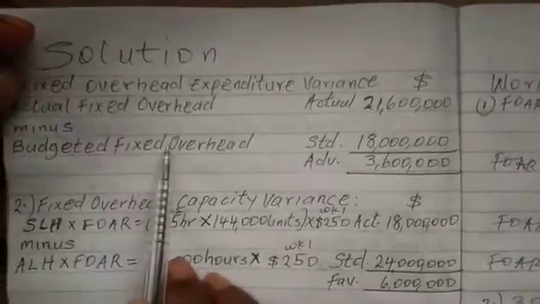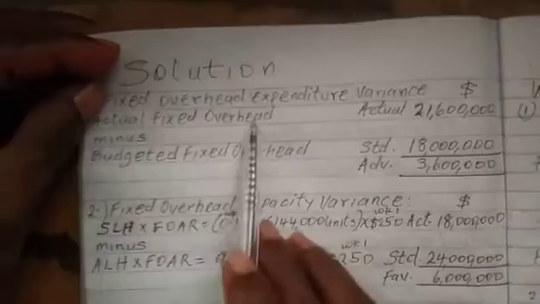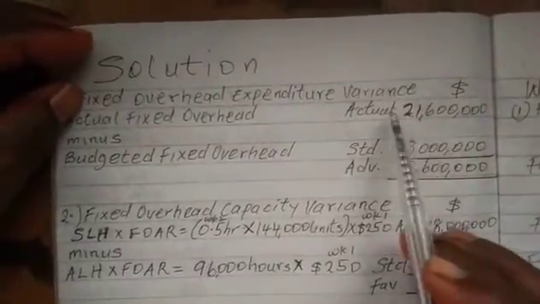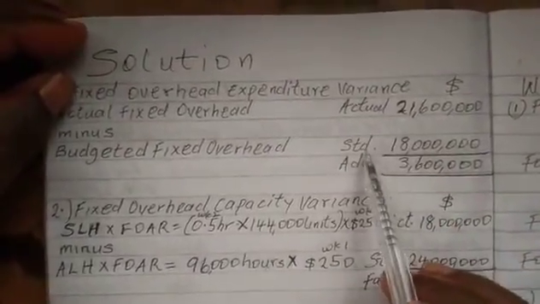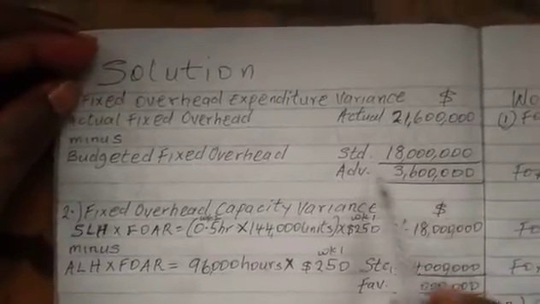This is the budgeted fixed overhead. This is the actual fixed overhead. Adjust it with each other. Actual is higher than the standard, so you have adverse. And that is 3,600,000 adverse.